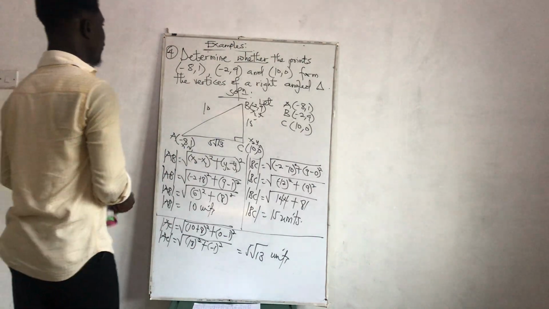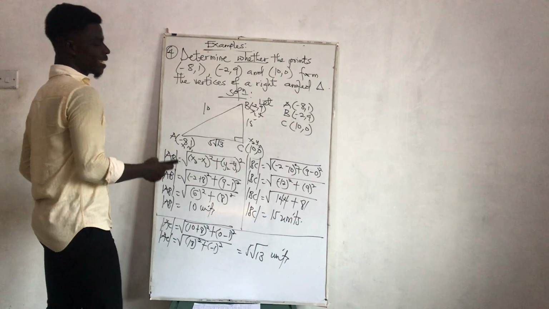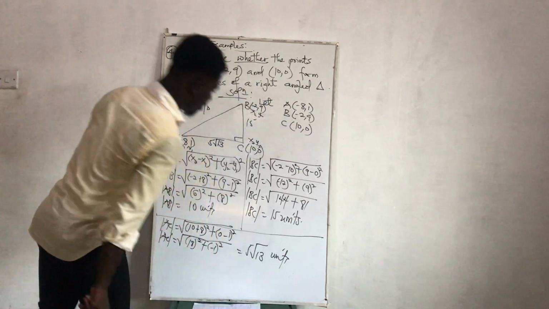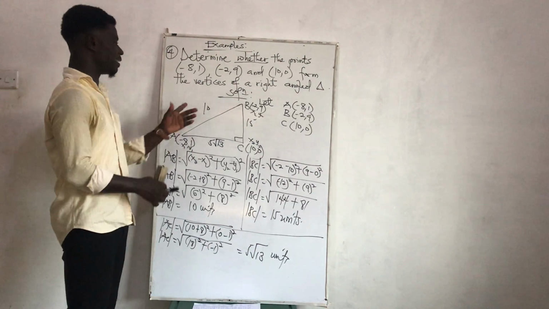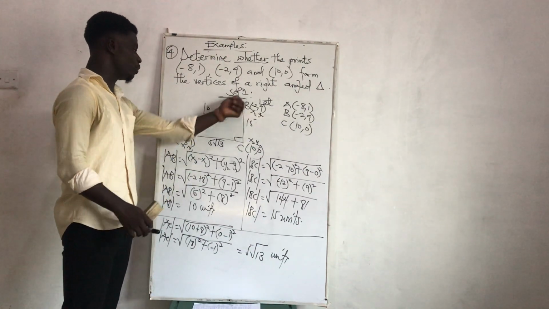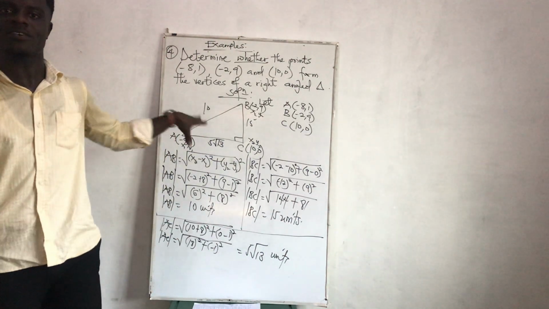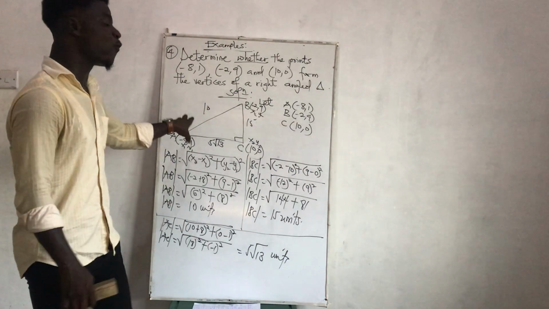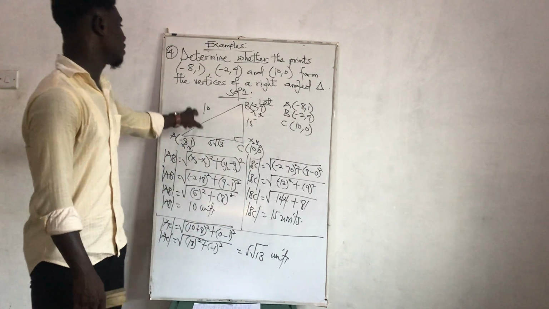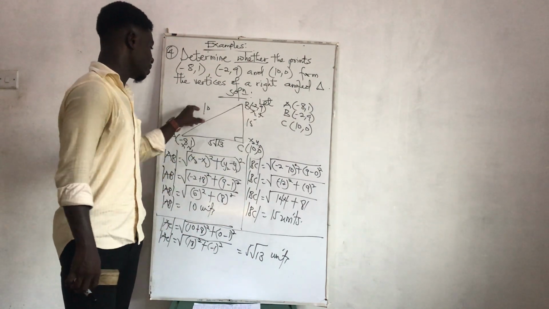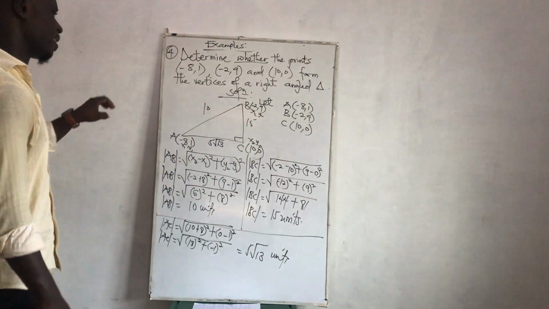Now they said we should verify or determine whether the points form the vertices of a right-angled triangle. So how can we determine? Now you know the distance from A to B, then B to C, and also from A to C. Now we have to verify using the Pythagoras Theorem whether these distances are Pythagorean triples, that is, whether they form a right-angled triangle or obey the Pythagoras Theorem.